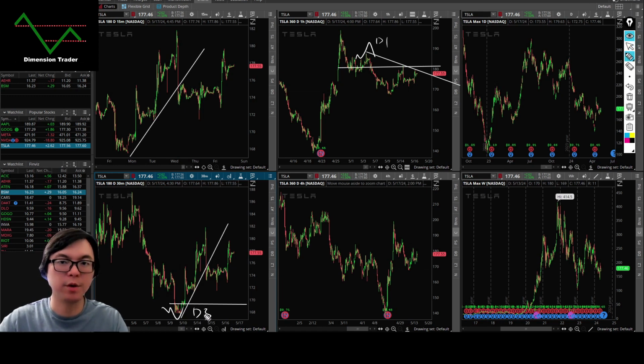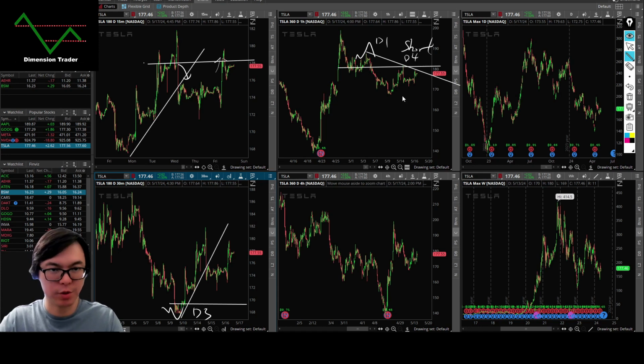This is our dimension 3. As a short term, we are looking at a bias to short on Tesla. Why? Because we are reaching dimension 4 and the pricing broke the trend line, falling back and hitting our resistance around this area. For the short term, Tesla will be looking for short.